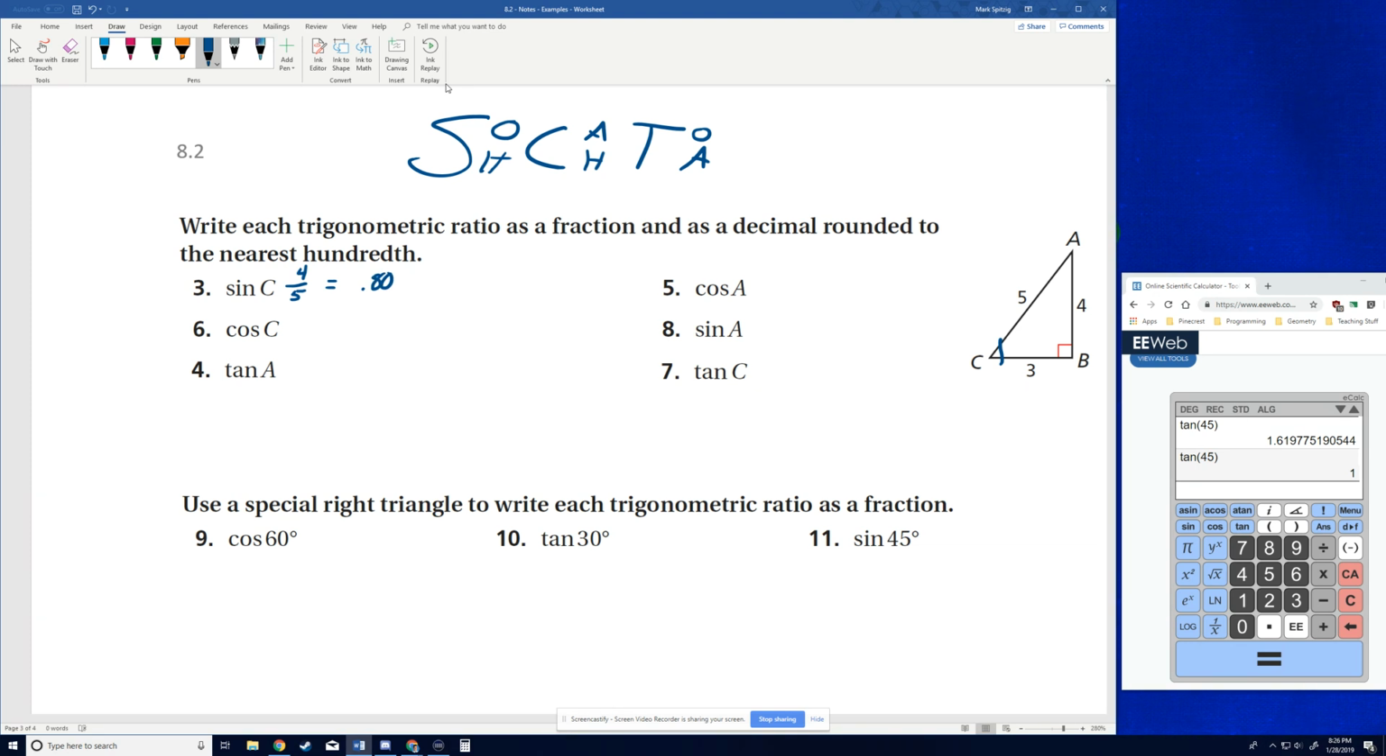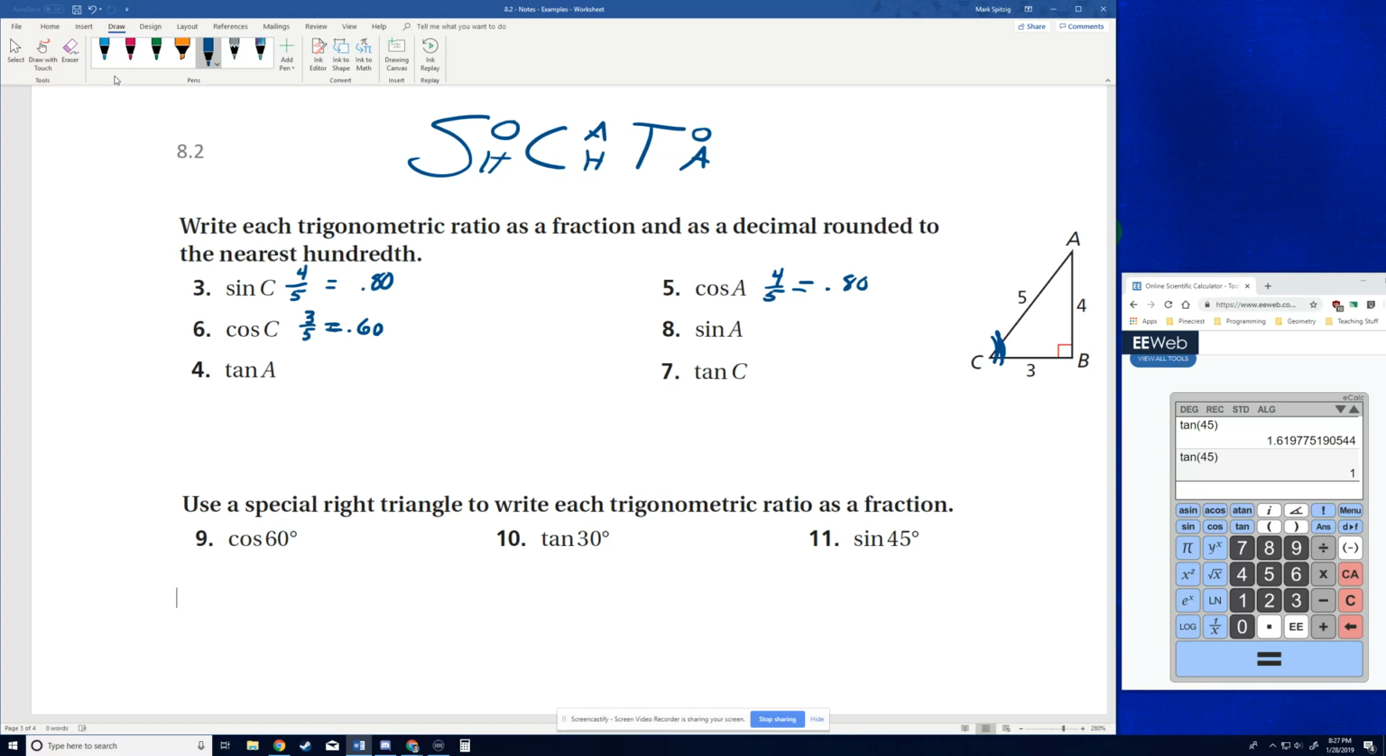All right, cosine of A. Cosine is adjacent over hypotenuse, so that's adjacent 4 over hypotenuse 5. That's the same thing. Cosine of one angle is the same as sine of the other angle in the same triangle. So 0.80 is fine. Cosine of C. Cosine is adjacent, which is 3, over hypotenuse 5. So 3 over 5, which equals 0.6. You can put 0.60, that's fine.